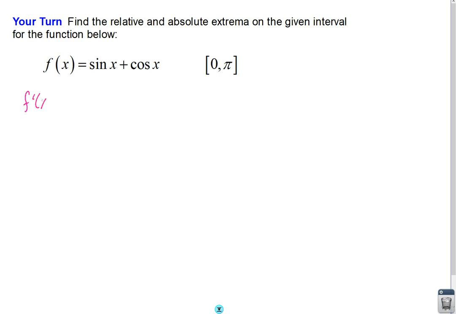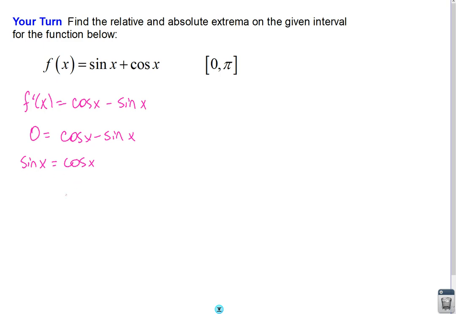Let's start with our derivative. Derivative of sine is cosine. Derivative of cosine is negative sine. I'm going to set this equal to 0. So cosine x minus sine of x. Just move the sine of x over. Where is sine of x equal to cosine x, guys? No, you don't need a calculator for this.